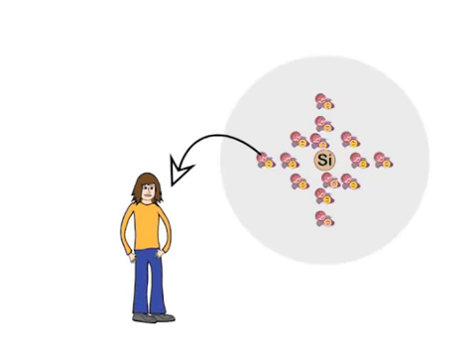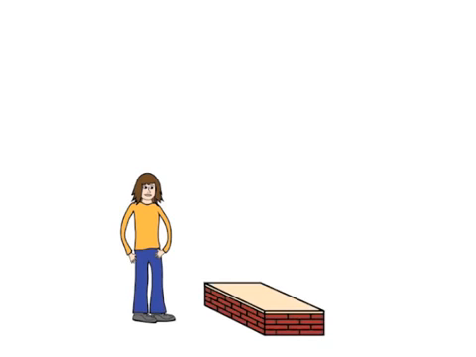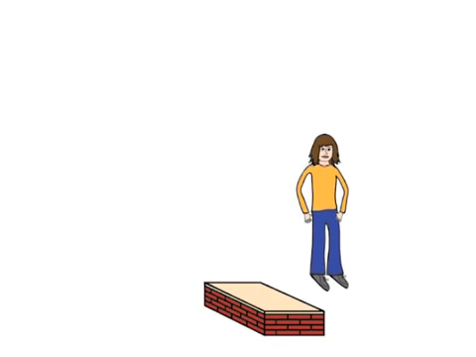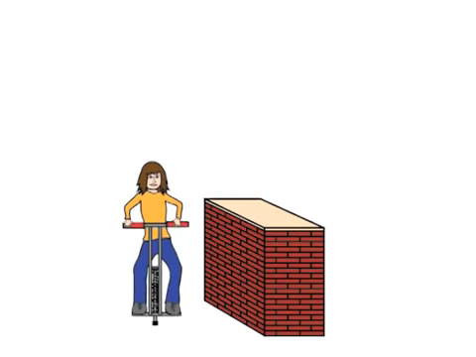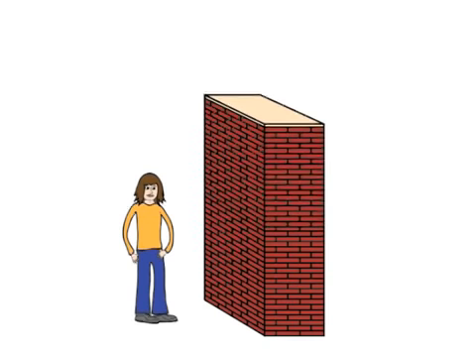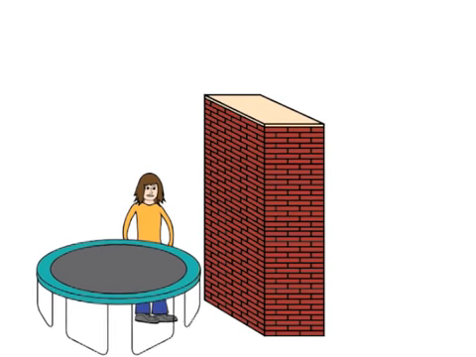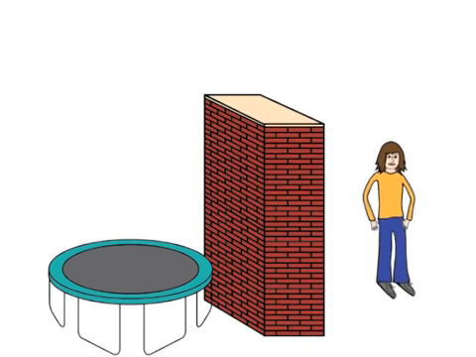Imagine that you are an electron. To become free, there is a wall you need to get over. In a conductor, the wall is very short and you would easily jump over. In a semiconductor, the wall is higher and you cannot just jump over it. You would need a pogo stick to bounce yourself over. In an insulator, the wall is very high and you would need a giant trampoline to bounce yourself over.